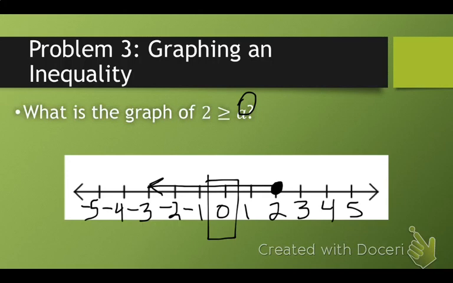Is 2 greater than or equal to 0? Yes, 2 is greater than 0, so that seems to be a true math statement. I could double check myself by putting in a number from over here. What about if I plug in a number from the right side of my point? Is 2 greater than or equal to 4? Well, no, 2 is not greater than or equal to 4, so this is not the correct direction for my line, and so I have my graph in the right direction.